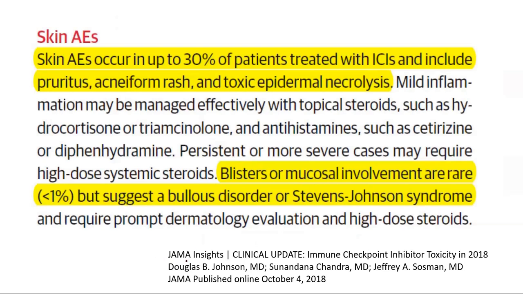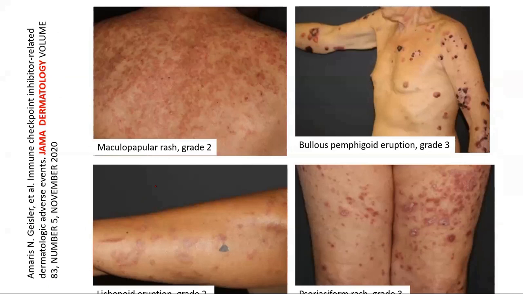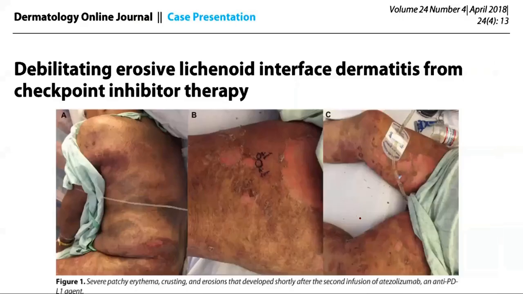According to this JAMA update published in 2018, about 30% of patients treated with immune checkpoint inhibitors will develop some degree of dermatologic problems. Here, I put together a panel of photos published in JAMA Dermatology just last November. So you have maculopapular rashes, you can have bullous pemphigoid eruptions, looking pretty ugly, and lichenoid eruption, and then you can have psoriasis-like, silver flaky looking skin rashes. So there are different manifestations in the dermatology world. Some of them can be really, really bad, like this one called debilitating erosive lichenoid interface dermatitis. It's a mouthful, but looks awful.